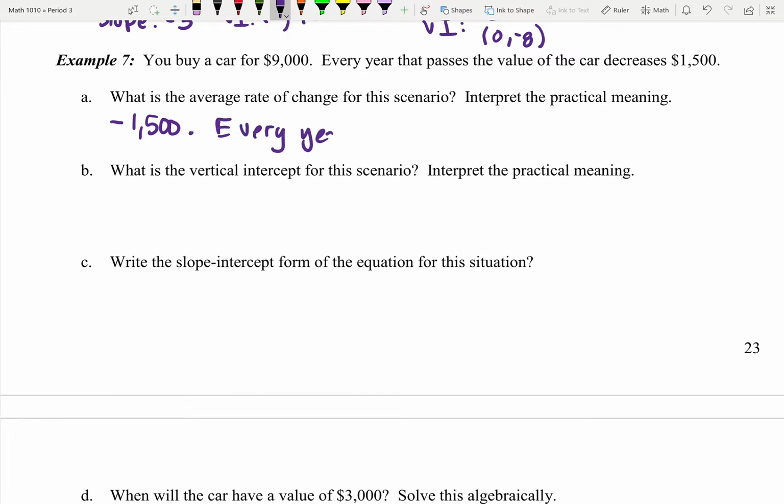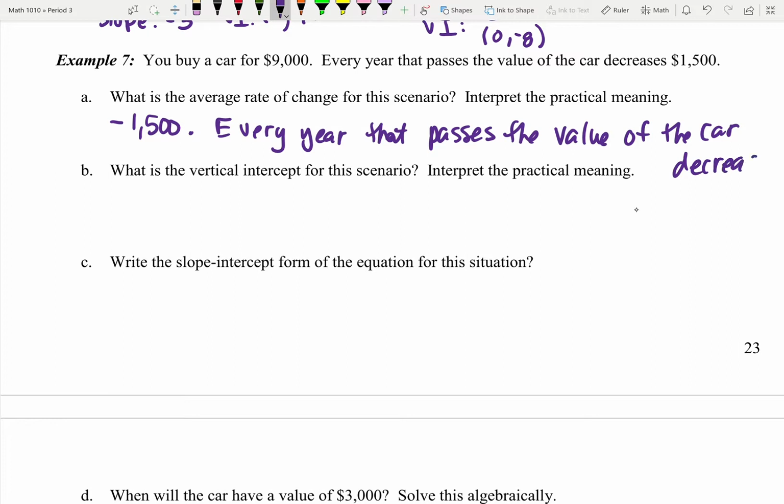Every year that passes, the value of the car decreases $1,500. Okay, question B. What is the vertical intercept?